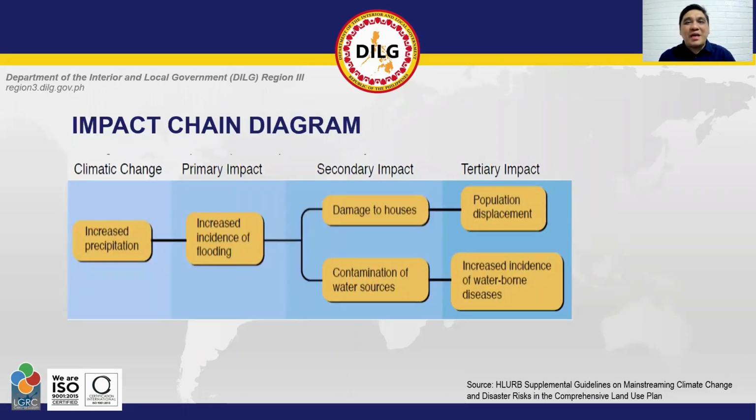The basic method in formulating a climate change impact chain diagram is to first identify the climate stimulus, then single out the primary impact or direct impact, then distinguish the secondary and tertiary impacts. It is like tracing the chronological effect of a particular climate variable to the community.